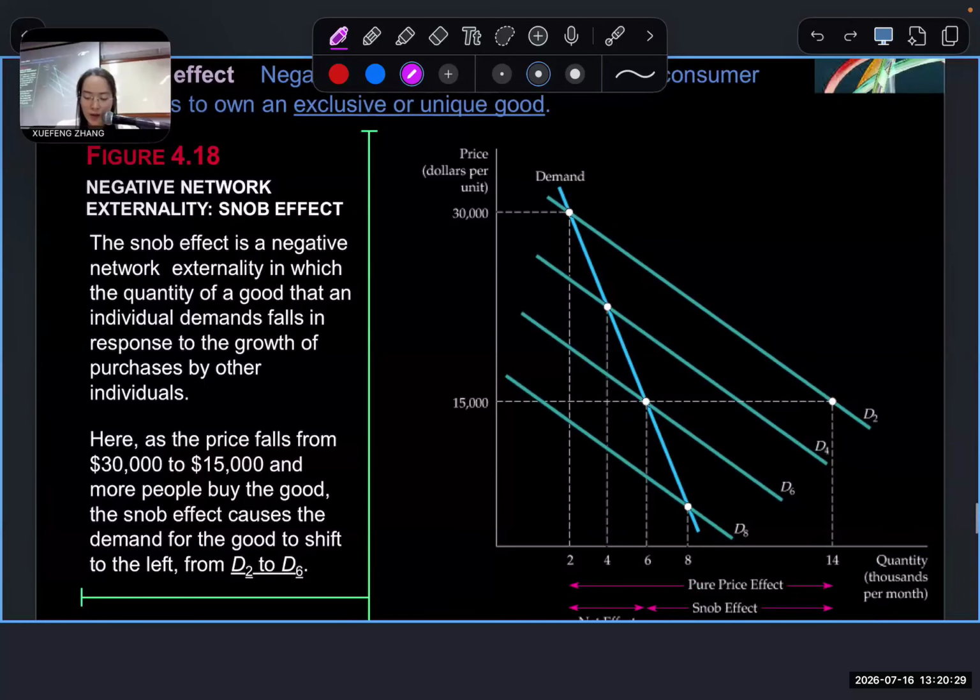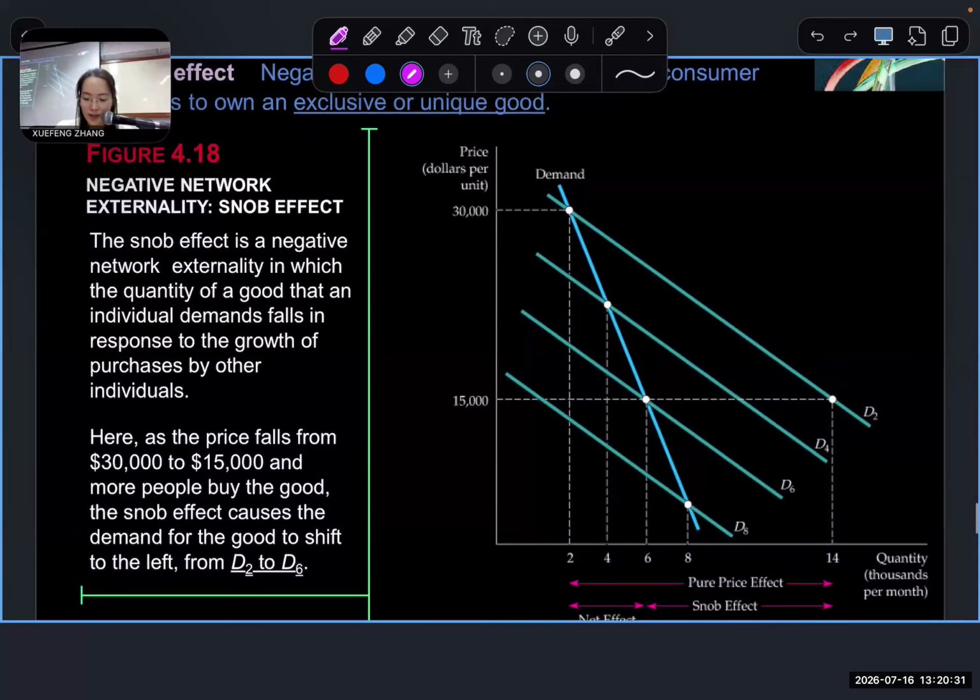Okay, you see the graph? Same as before, the price falls from 30,000 to 15,000. You personally buy more.